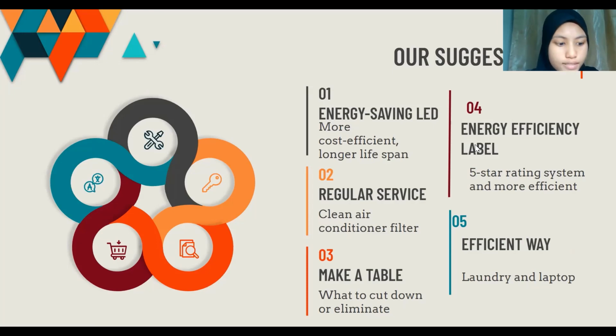The next one is that it is pivotal to buy appliances that elevate the energy efficiency level, which is the 5-star rating system, because it is more efficient and saves more electricity. The fifth one is the efficient way. When we use the laptop or laundry, for example, when we use the laptop, switch off the power points when it is not in use, and you also need to pull the plug. This can prevent our bill from getting higher.